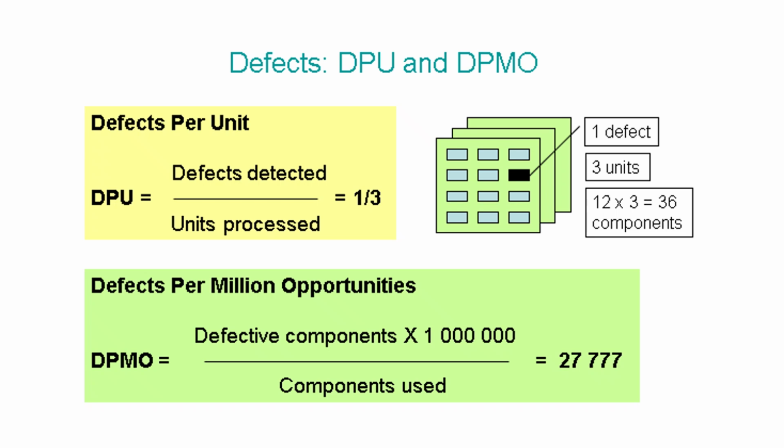From the board assembly process point of view, there is one defective component out of 36 components used, which is 27,777 defective components per million opportunities. DPU, defects per unit, is a metric from the customer perspective. DPMO, defects per million opportunities, is a useful internal metric for process improvement.